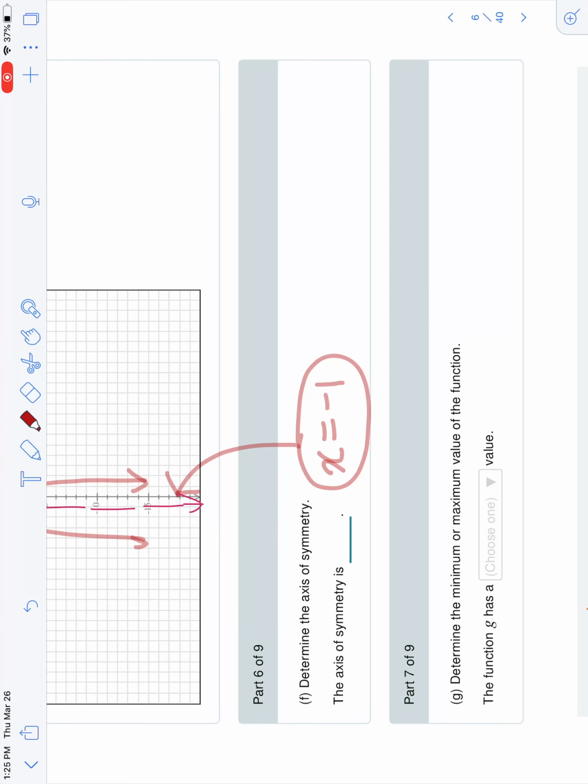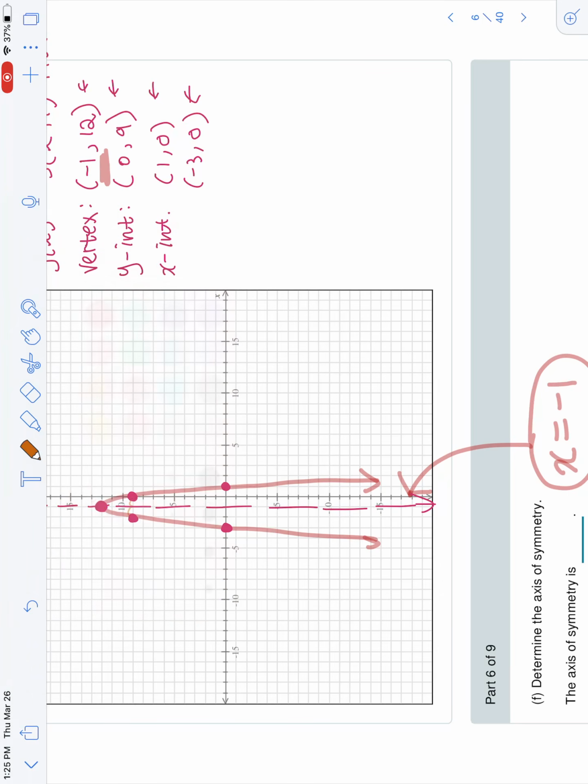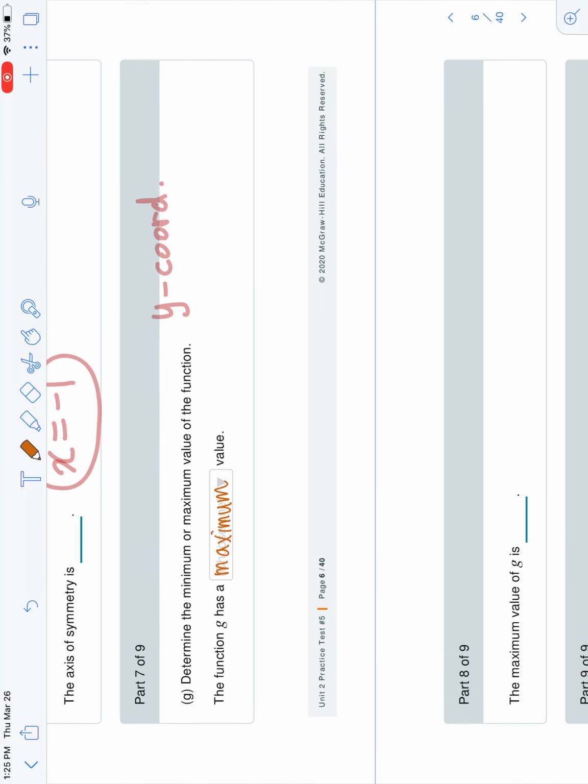Determine the minimum or maximum value of the function. The minimum or maximum value of the function happens at the y-coordinate of the vertex, right? Now, let's see. What is the highest point of this parabola? You can see that the highest point is right here. This is the maximum, and the maximum is happening at (-1, 12). That means the y-coordinate, 12, is as high as this graph goes. So write down that the function has a maximum value. And on ALEKS, you're just going to have to choose from this drop-down menu. Part 8 is asking, what is that maximum value? And remember, that was 12, right?